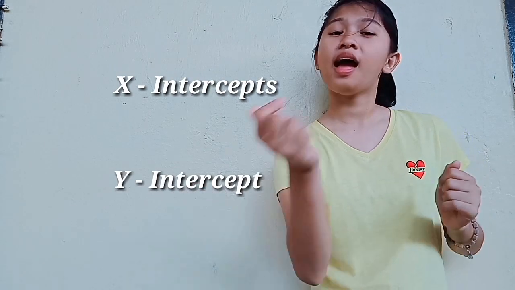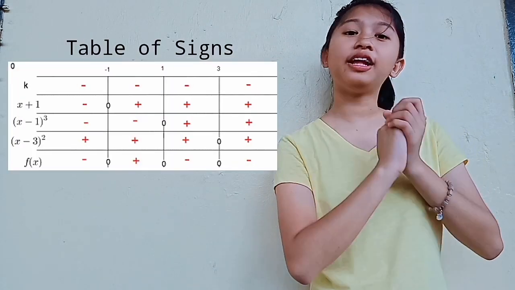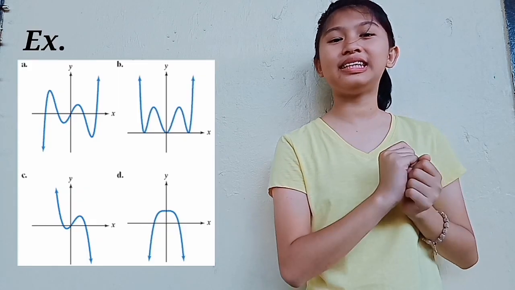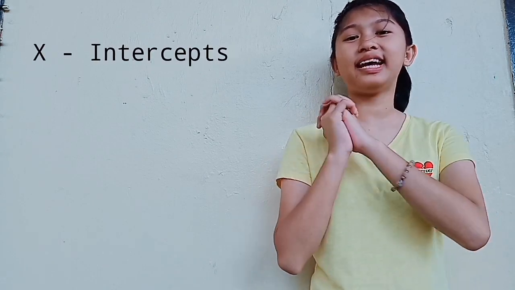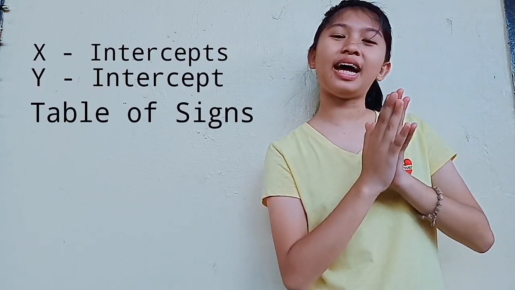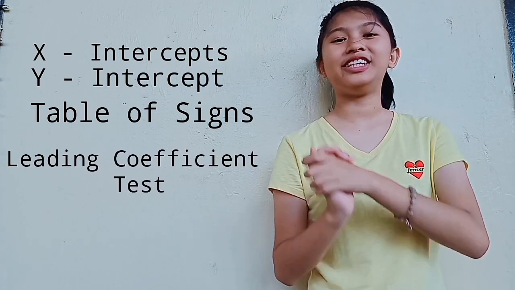So in this video, we will teach you how to get the x and y intercepts, how to make the table of signs, and also how to determine the end behavior of the graph using the leading coefficient test. And lastly but not the least, we will teach you how to graph based on the x and y intercepts, the table of signs, and the leading coefficient test.